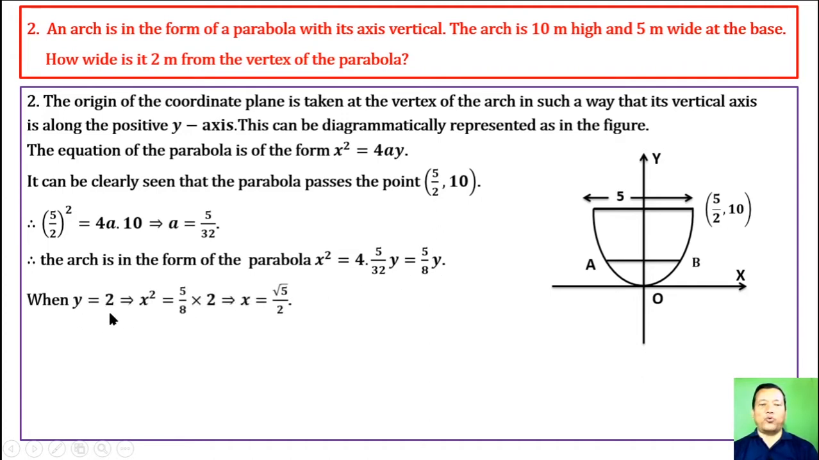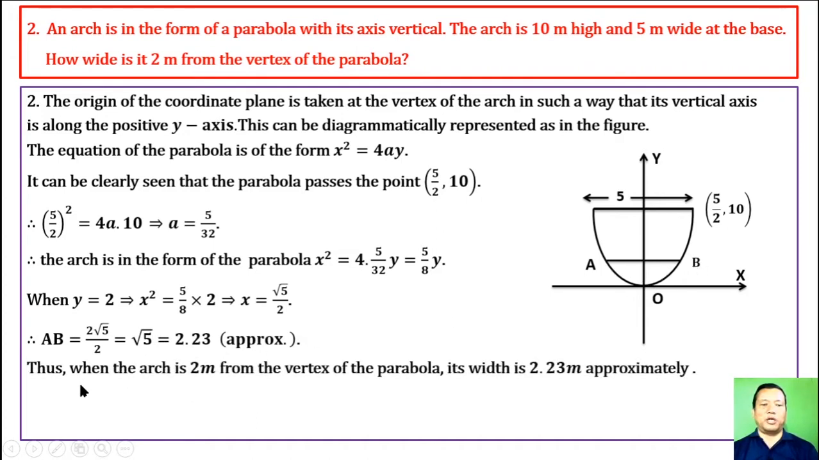When y is 2, the above equation becomes x squared equals 5/8 into 2. That is, x squared equals 5/4, so x equals root 5 by 2. Therefore, AB is 2 into root 5 by 2, that is root 5, whose value is approximately 2.23. AB is 2.23 meter. Thus, when the arch is 2 meter from the vertex of the parabola, its width is approximately 2.23 meter. This length is approximately 2.23 meter.